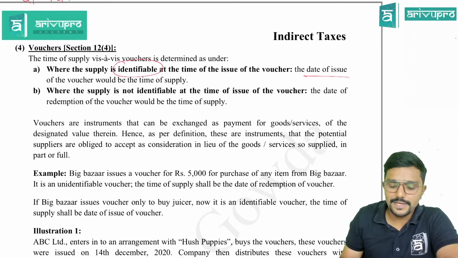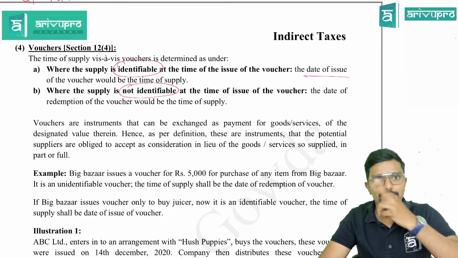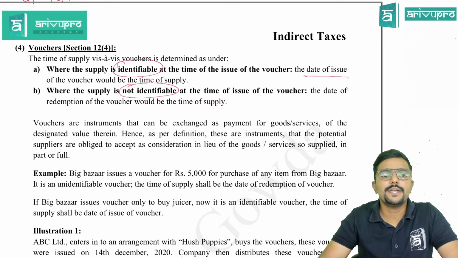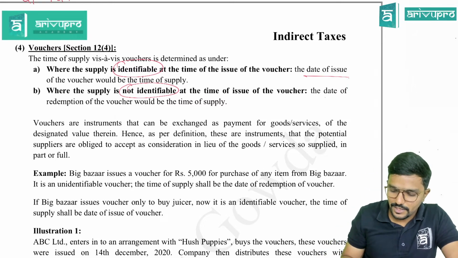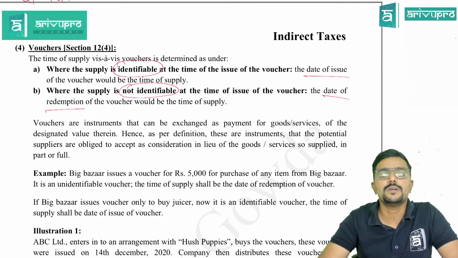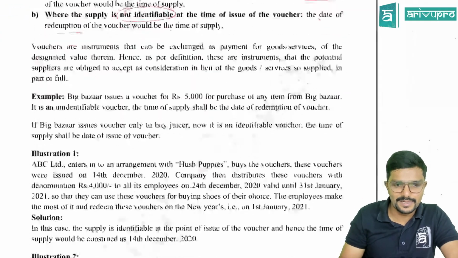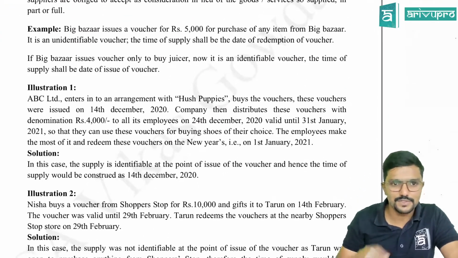Next, where the supply is not identifiable at the time of issue of the voucher, my second example, the date of redemption. Redemption means the date of using that voucher, and that would be the time of supply. Hope it is clear for you. I have also given a number of examples and illustrations on this.